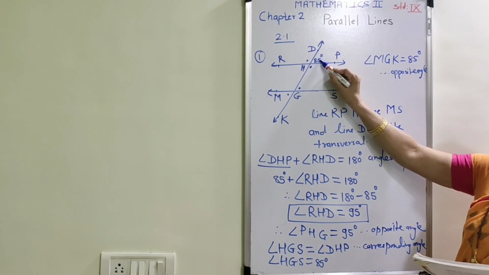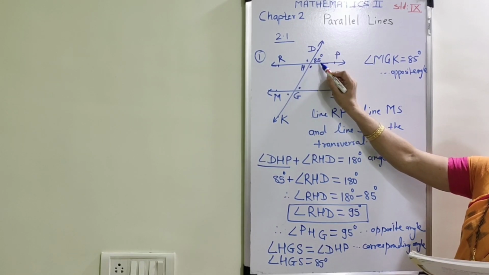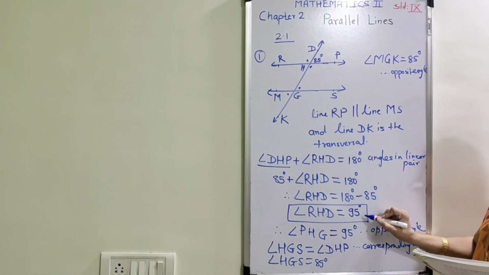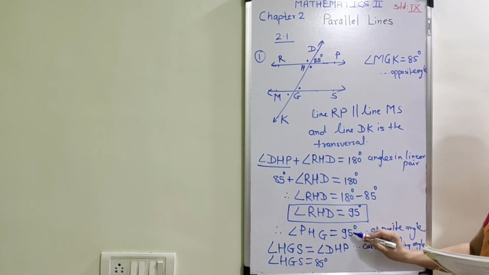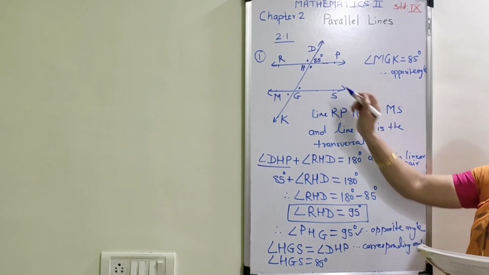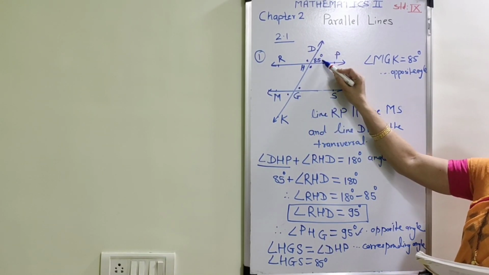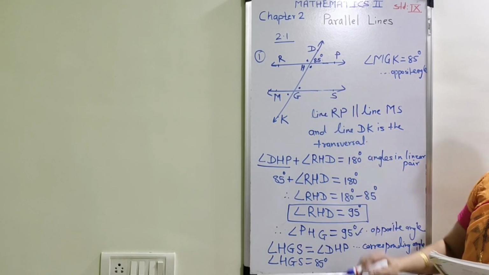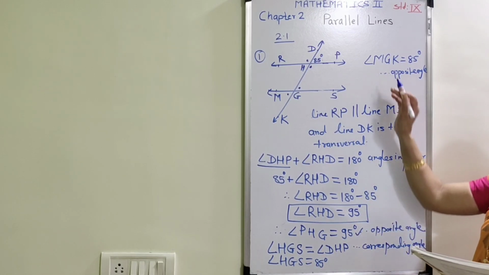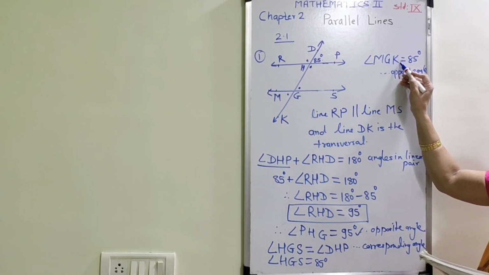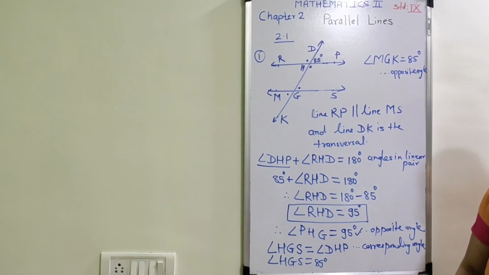Here we have completed our first example from practice set 2.1. Only one measure, 85, is given. We have used the first property, angles of a linear pair. Subtract 85 from 180, you will get the answer 95 degrees. If this angle is 95, this is an opposite angle and therefore angle PHG is also 95 degrees. If PHG is 95 degrees, then how are you going to find HGS? DHP and HGS are corresponding angles and therefore their measures are equal. Therefore HGS is also 85, and the last angle MGK, these two are opposite angles. If this is 85, this angle is also 85 degrees.